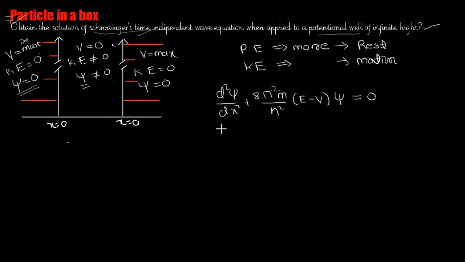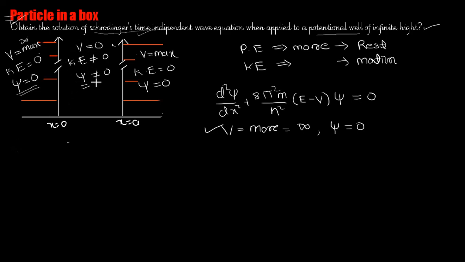In that case, the potential energy is infinitely high, and at the same time psi will become 0. In that case, the above equation will vanish, because psi is 0 and V is infinite, so if we multiply, psi equals 0 and the equation vanishes. So due to that, we can't find an equation outside the potential well. So that is the first condition. Next, see the second condition.